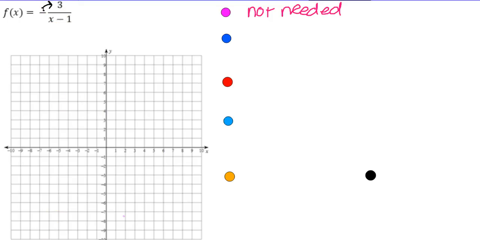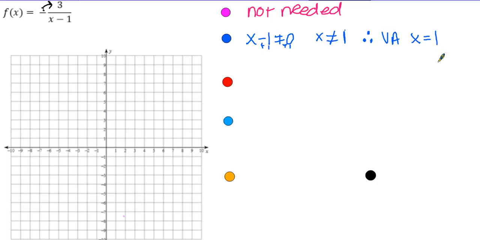All right, picking up my blue pen, I am going to find my domain restriction. So we said x minus 1 is not allowed to be 0. We can't have 0 in the denominator. So we add 1 to both sides. So x is not allowed to be positive 1. Therefore, my vertical asymptote is x equals 1.